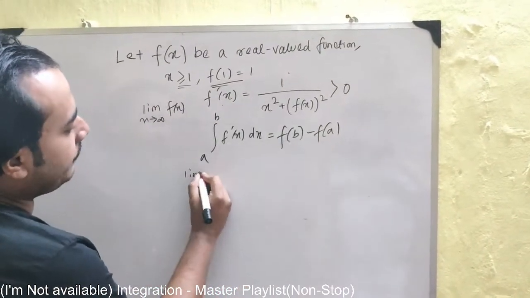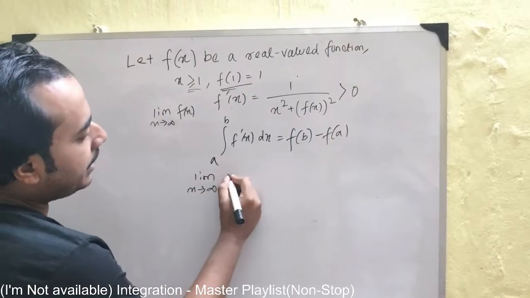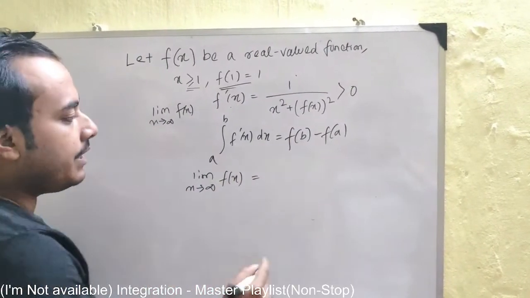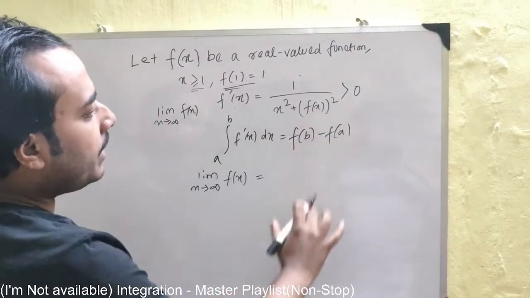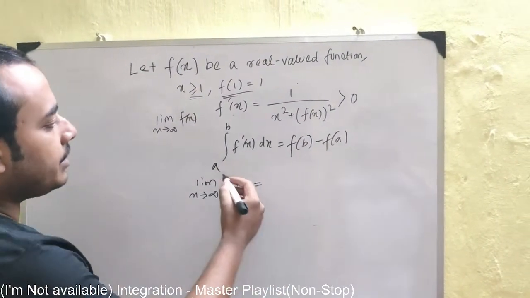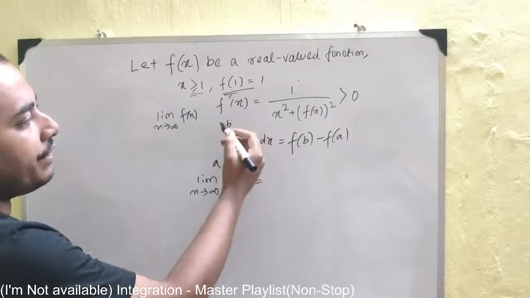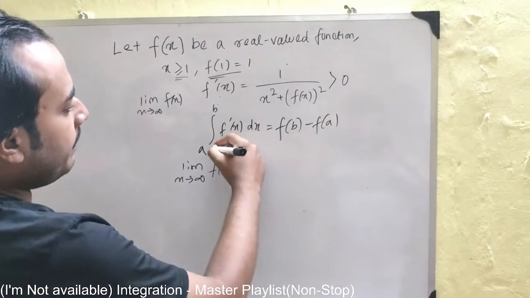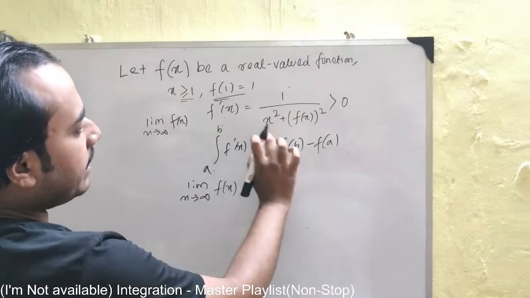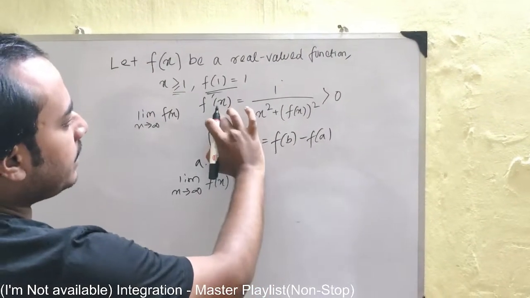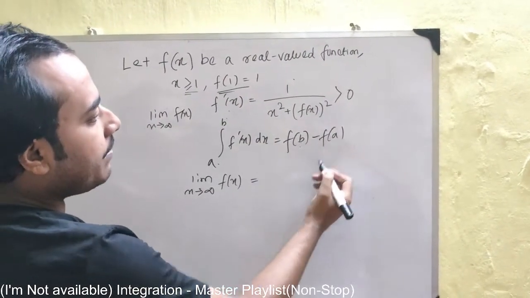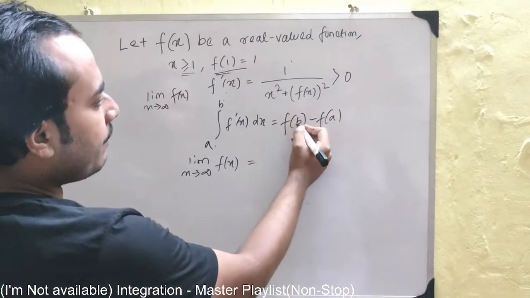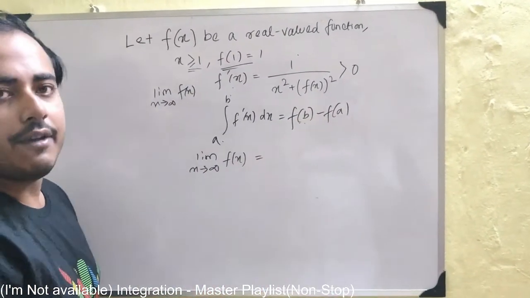Limit as x tends to infinity of f(x). Now this limit can be written using the fundamental theorem of integral calculus. Imagine this was integrated from 1 to infinity. If it was, then what would we get? We would basically get the integral of f'(x) dx, and when it was 1 and this was infinity, you would get f(infinity) minus f(1), correct? But we only want f(infinity), simply the limit as x tends to infinity of f(x).